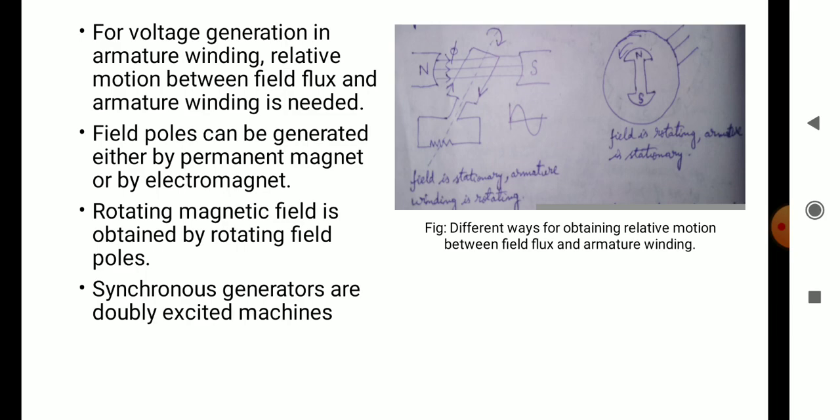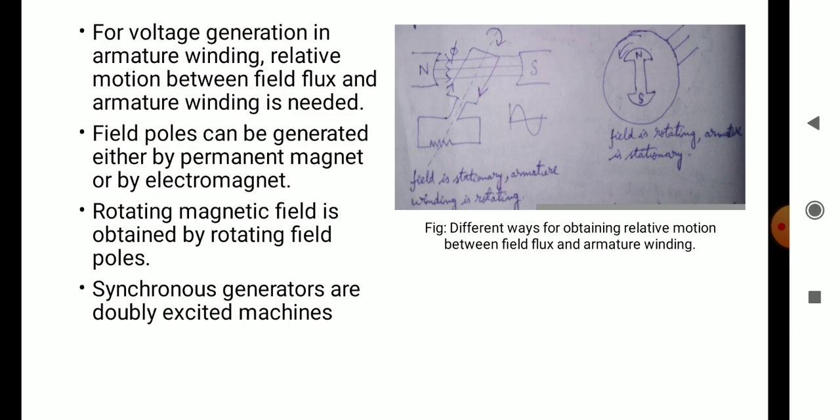Now field poles can be generated either by using a permanent magnet or by using an electromagnet. An electromagnet is a current carrying coil which produces a magnetic field with north and south poles. As the rotor of the alternator or synchronous generator rotates at synchronous speed, it is also called a synchronous generator. We all know that synchronous speed depends upon frequency and number of poles of the alternator, and these are always constant, so synchronous speed is always constant. We can also say that the alternator rotates at constant speed.